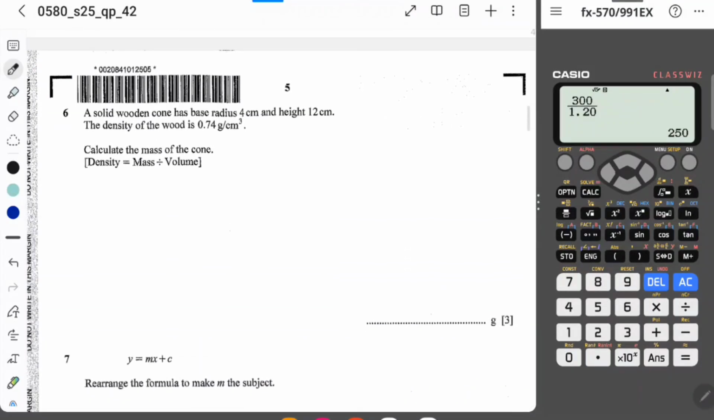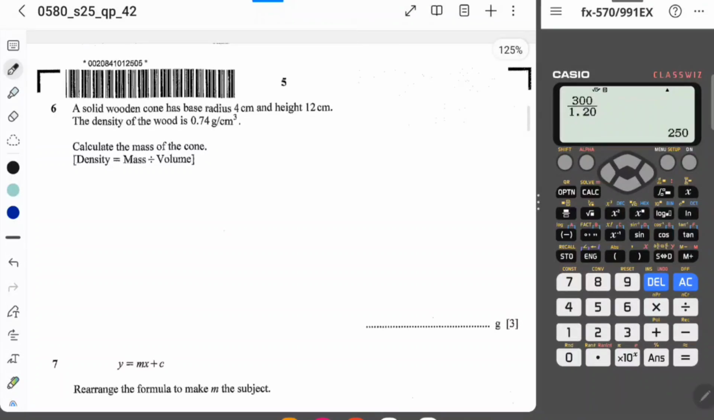Alright, so question number 6. In question number 6, a solid wooden cone has the base radius 4 centimeters and the height is 12 centimeters. Alright, the density of the wood is 0.74 grams per centimeter cube. Calculate the mass of the cone. So density is mass upon volume, then mass will be equal to density multiplied by volume. But we have the density, but we do not have the volume, and the shape is a cone.